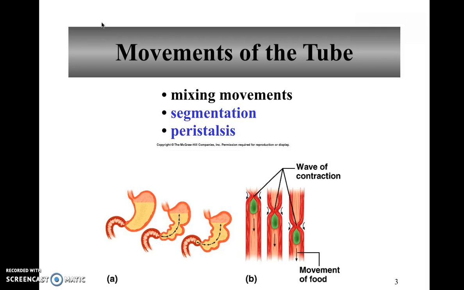And we could also include mass movements, which are similar to peristalsis, but are much less regular, which move food through the large intestine and move the undigested waste out of the large intestine through defecation.